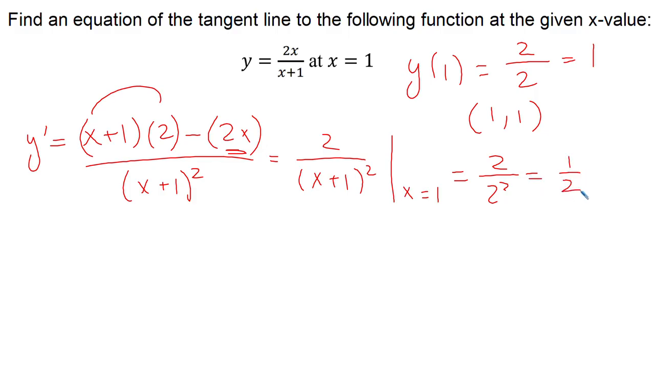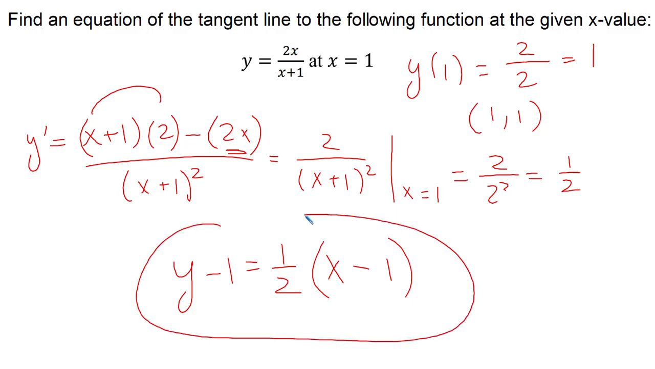And so once again, we'll use point-slope form here. We'll just write y minus our y value, which is 1, equals 1/2, our slope, times our x minus our x value, which is just 1. And of course, if you want to convert it to slope-intercept, go ahead, but not necessary at all.